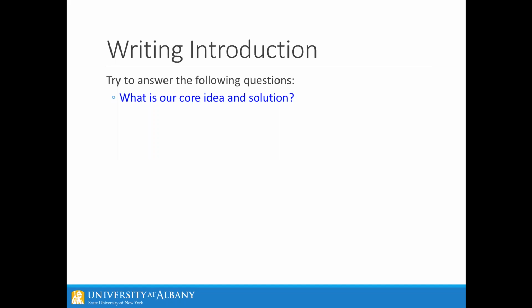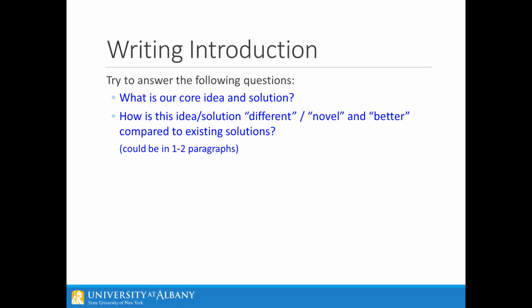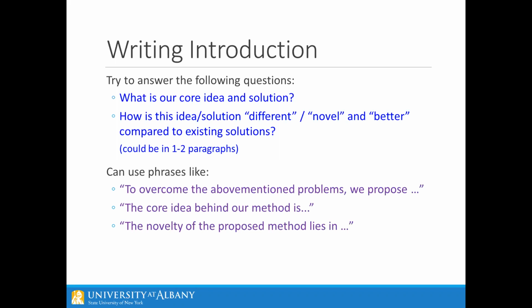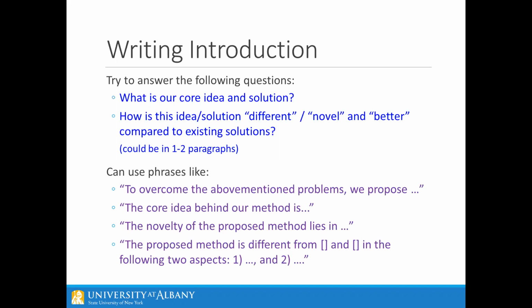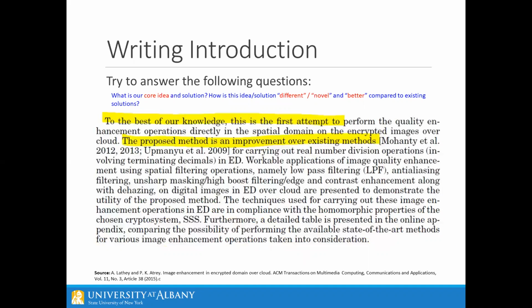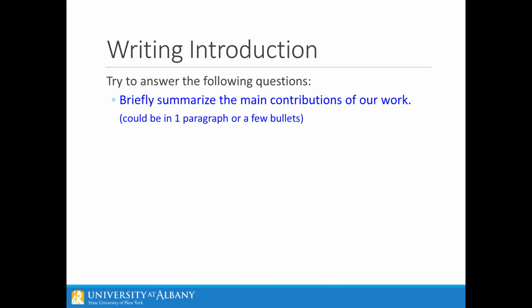The next thing in the introduction would be, what is your core idea and solution? We have to be explicit in stating the key idea behind our solution. So we can use phrases like the core idea behind our method is this and this, or the novelty of the proposed method lies in this and this, and so on. Or our method is different from this and this in the following 2 aspects, 1 and 2. I also provided a few examples of that, and that's where we were in the last class.